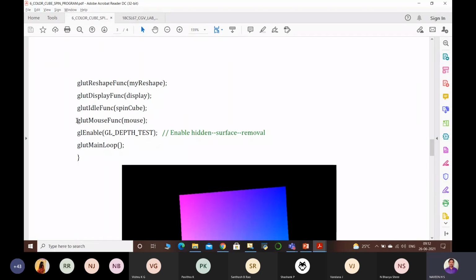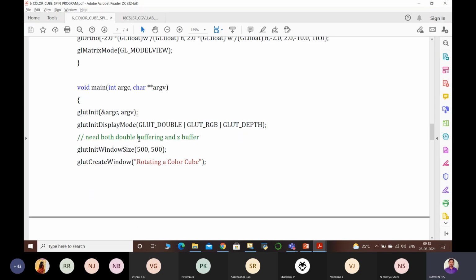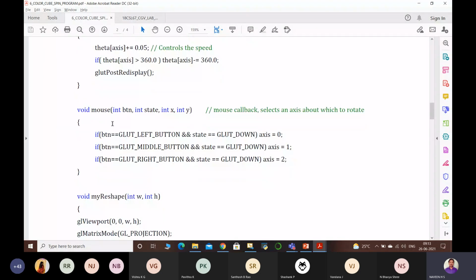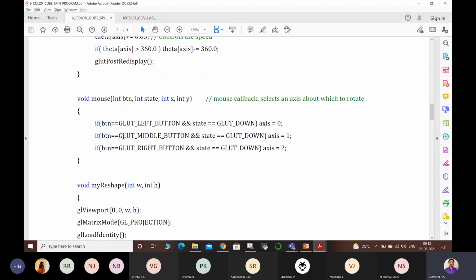Next, now the interface. Using the mouse function, we are going to control the spinning of the cube in different directions, either x-axis, y-axis, or z-axis. So we'll go back to the mouse function. See, this is how we can interface: void mouse function, button, state, int x, int y. So coordinate values we're going to consider.